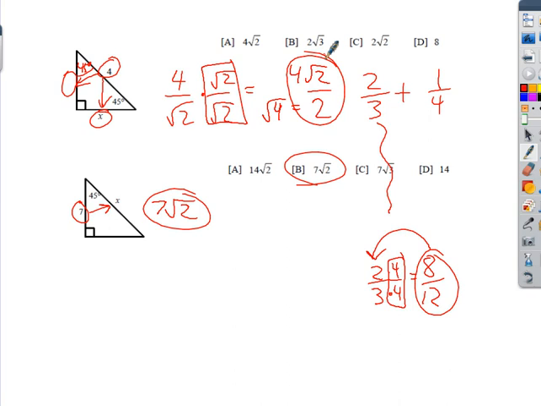But what can I do with this 4 and this 2? Well, I can reduce them. 4 divided by 2, or 2 goes into this once, 2 goes into this twice. So it's kind of like 2 square root of 2 over 1. When something's over 1, you can just eliminate that 1. 2 square root of 2. Woohoo! Alright.